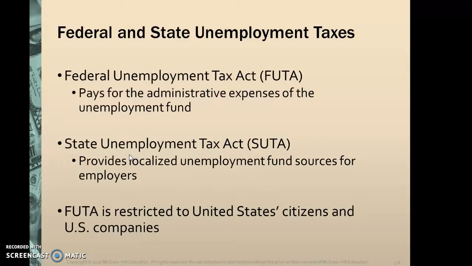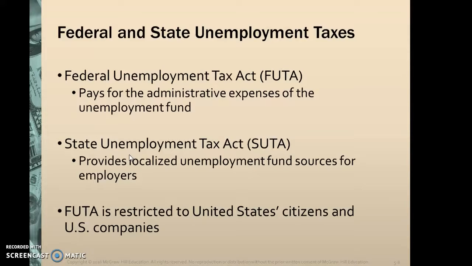The total FICA responsibility from Courtney's pay this period, you would add Social Security and Medicare tax for $211.86. Now, FUTA and SUTA, federal and state unemployment taxes, are covered on pages 152 and 153 in your book. Federal unemployment tax pays for the administration expenses for the unemployment fund. State, which is also called SUTA, provides local unemployment fund resources within that state.